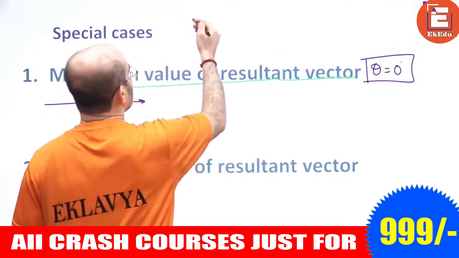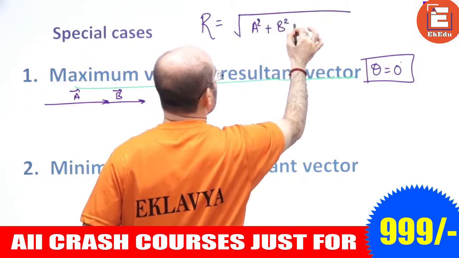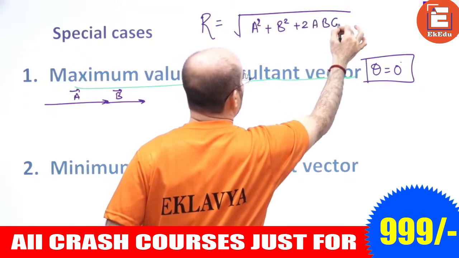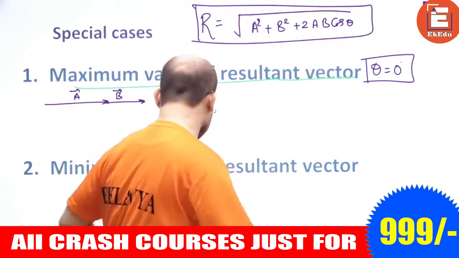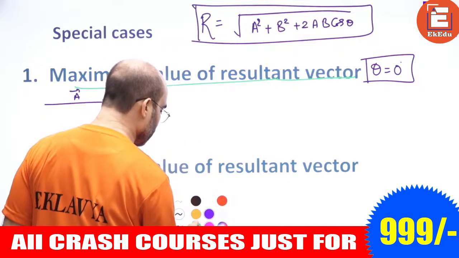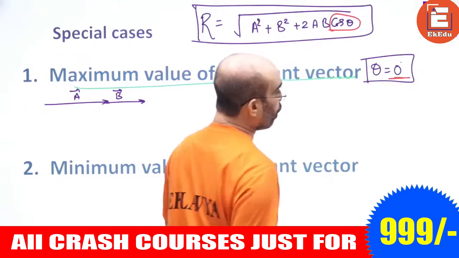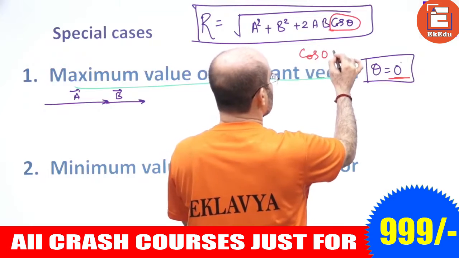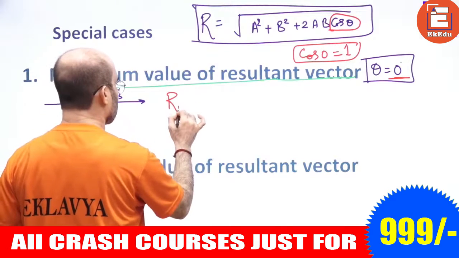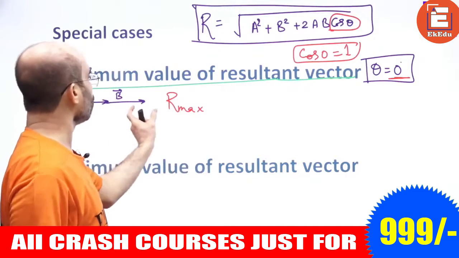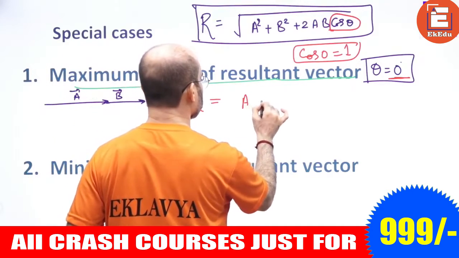We have the formula of the resultant vector. Look at this: square root of A square plus B square plus 2AB cos theta. Now, if you have theta equals 0, cos 0 equals 1. That means R max, the maximum value of the resultant vector, magnitude would be R max equals A plus B.